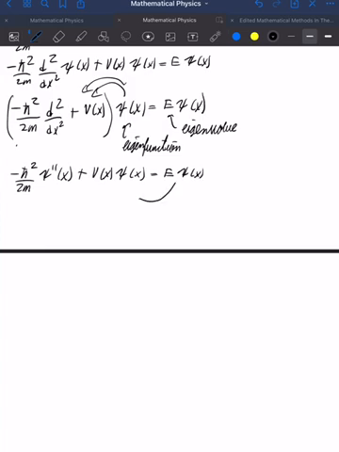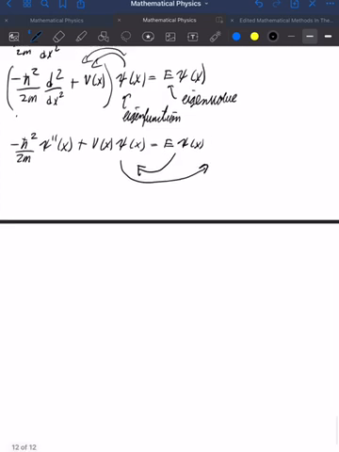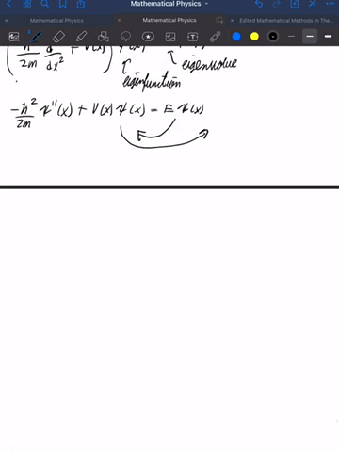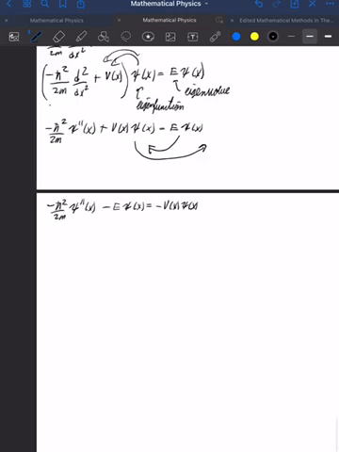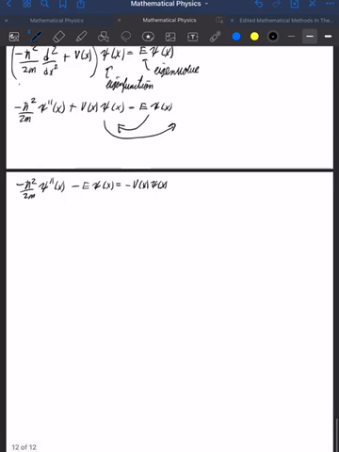Now what you want to do is move this term over to the left-hand side and this term over to the right-hand side. And you'll see why in a moment. So if you do that, you get minus h bar squared over 2m psi double prime of x minus e times psi of x is equal to minus v of x times psi of x. And this is where it gets interesting. You might look at this and say, well, I don't really know how to solve this, or what do we do moving forward?